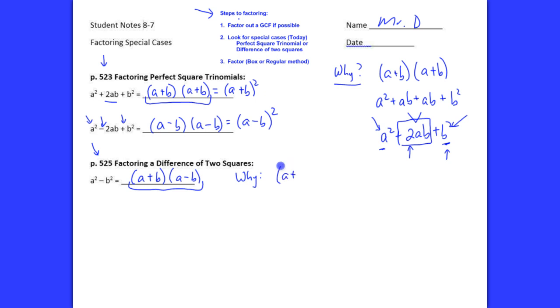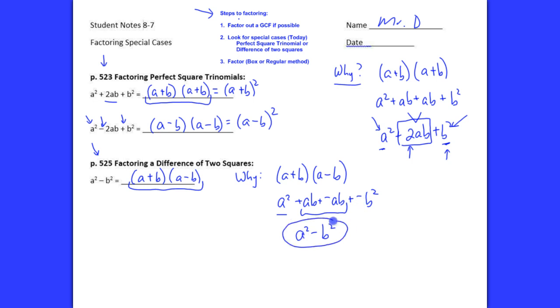If we factor a plus b times a minus b, a times a is a squared, b times a is ab, a minus b is negative ab, b times negative b is minus b squared. Well, this is a zero pair right there. ab plus negative ab is 0, and here you have a squared minus b squared. Plus negative is minus right there. Okay, so there you can see it.